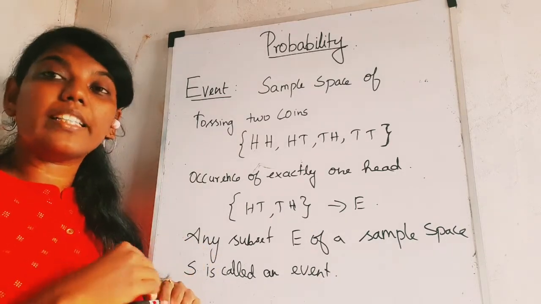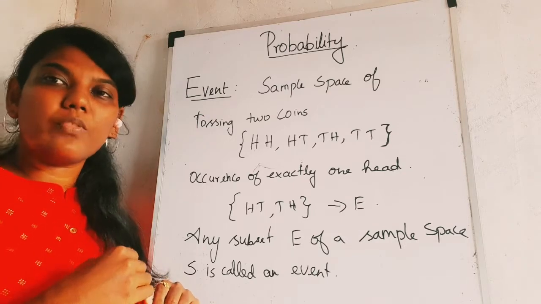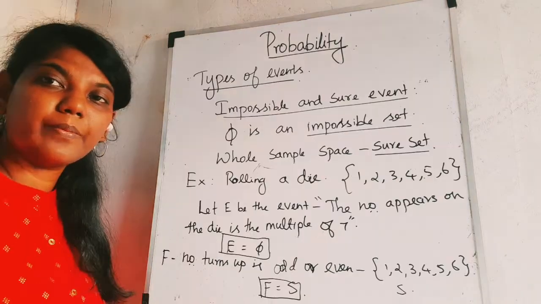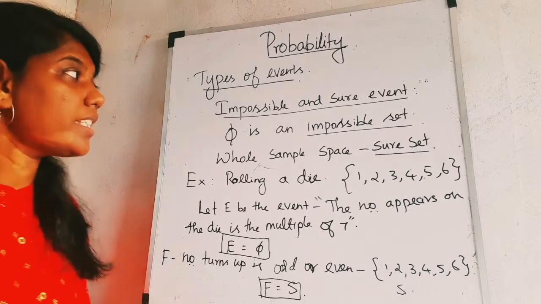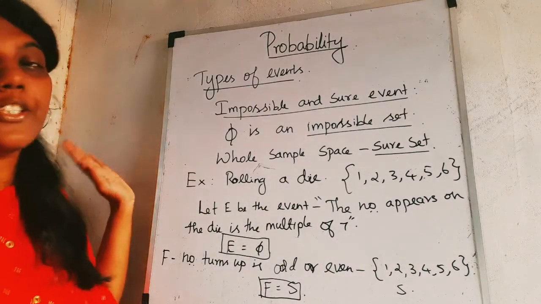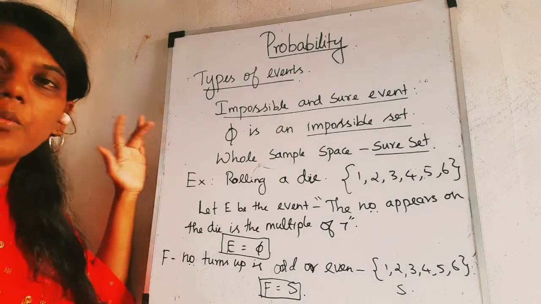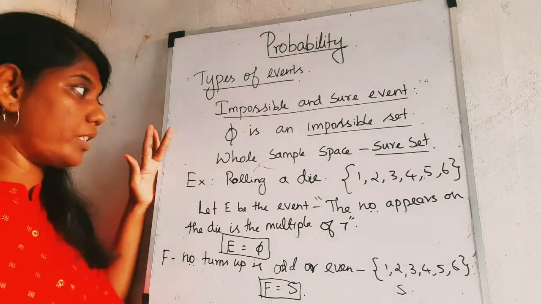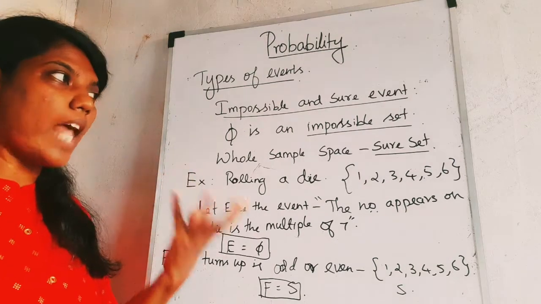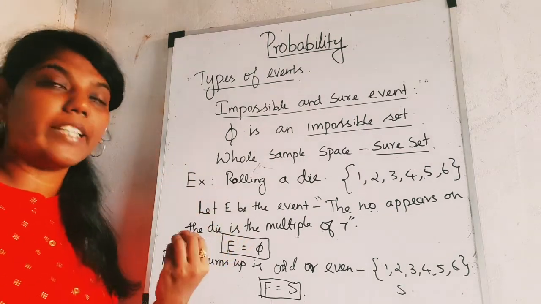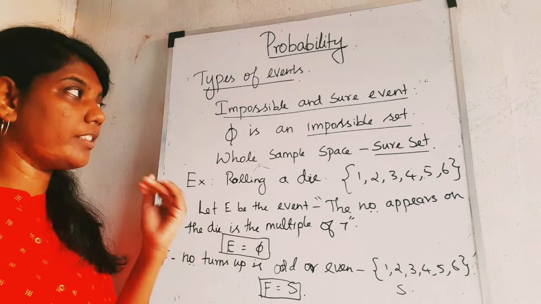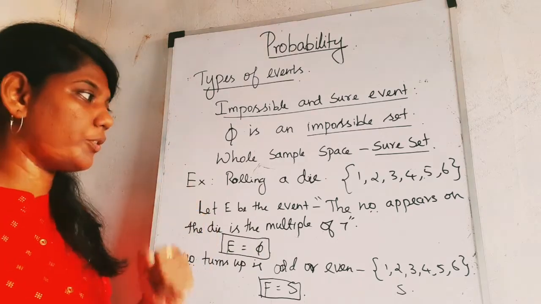There are different types of events, so first we are going to see those. The first ones are the impossible and sure events. The empty set, which has nothing in it, is an impossible set. And the whole sample space we take as a sure set. So one is the impossible set, another is the sure set.